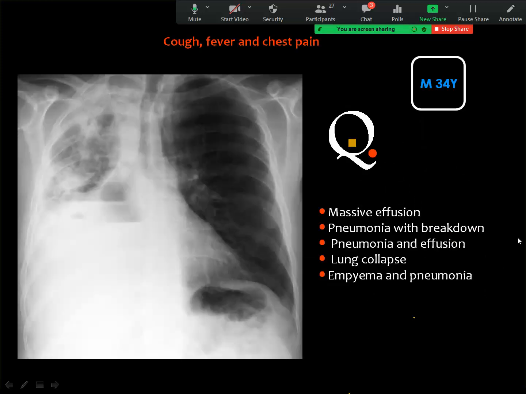This is the second case, for a male patient, 34 years old, with cough, fever, and chest pain. And I provide some of the differential diagnoses for this case, and you can select one of them.